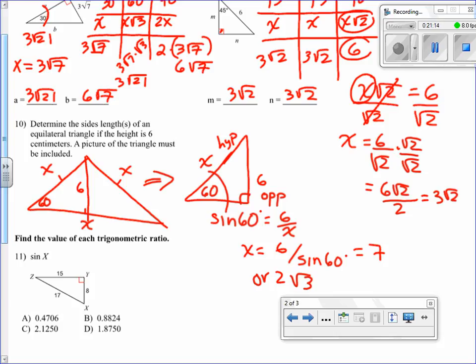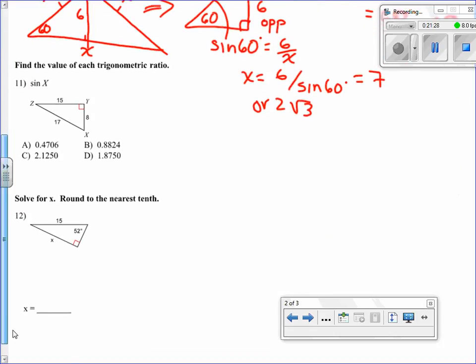Because if it's equilateral, that means all the angles are also the same. Does that make sense? Equilateral triangle. So they add up to 180 degrees, and 180 divided by 3 is 60, okay? All right. Okay, guys, let's stay focused.